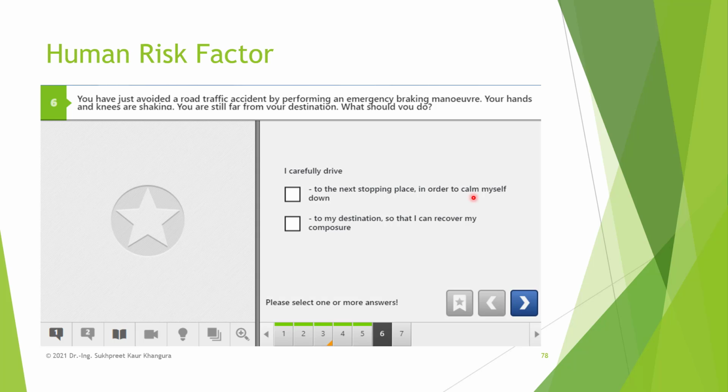This is a nice option. So you should find a suitable parking place where you can park your vehicle and try to calm yourself. I carefully drive to my destination so that I can recover my composure. No, it is wrong, because in the question it is written that you are still far from your destination. So it's not a good idea to drive up to your destination and then recover there. First option is the correct one.